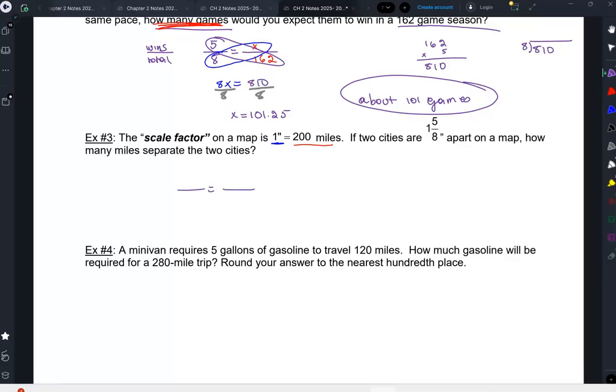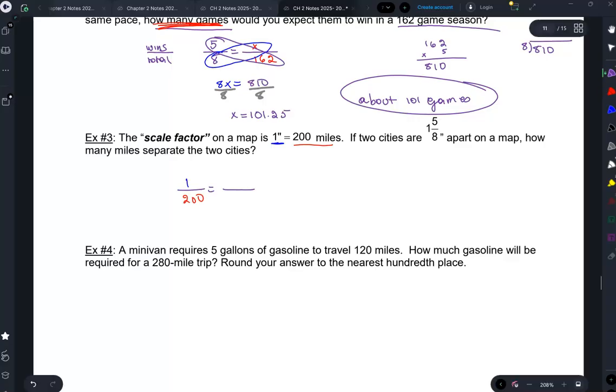I'm going to have a proportion. I'm going to put 1 inch to 200 miles. So now I have, if two cities are 1 5/8 inches apart, first of all, I don't like the mixed number. I'm going to change it to an improper fraction. What would that be as an improper fraction? 13 over 8. Now, would that 13 over 8 go on top or the bottom? Who says top? Raise your hand. Who says bottom? Raise your hand. Okay, some of you didn't vote. I saw that.